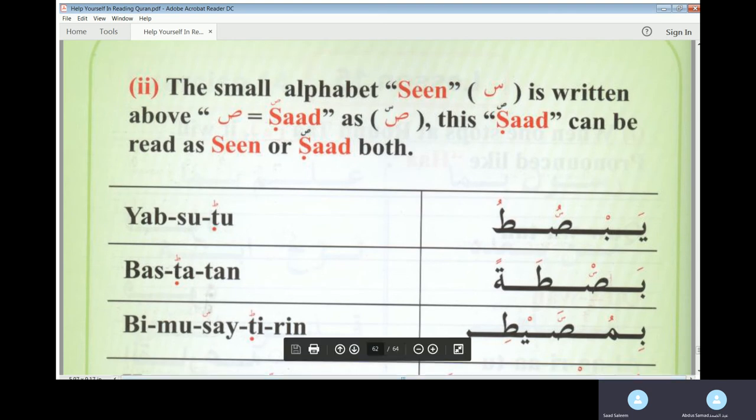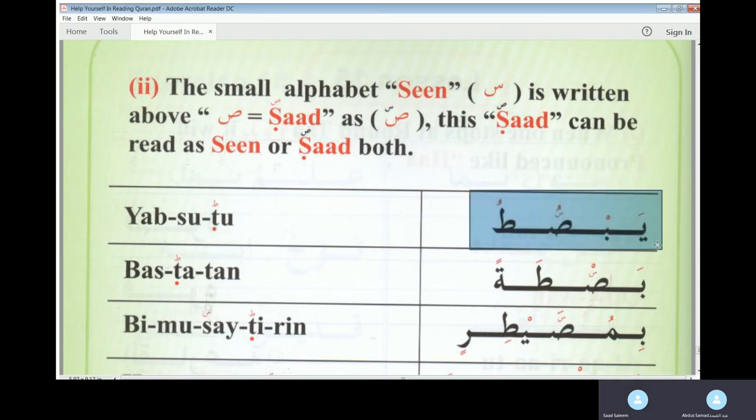The small seen is written above the saad. This saad can be read as seen or saad, both.